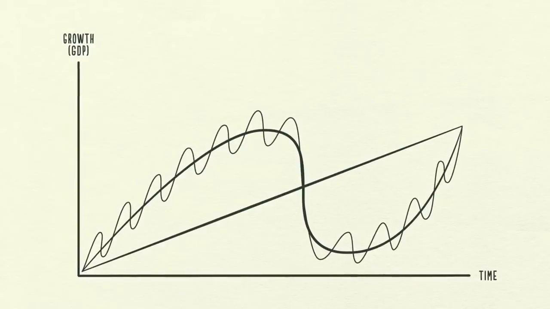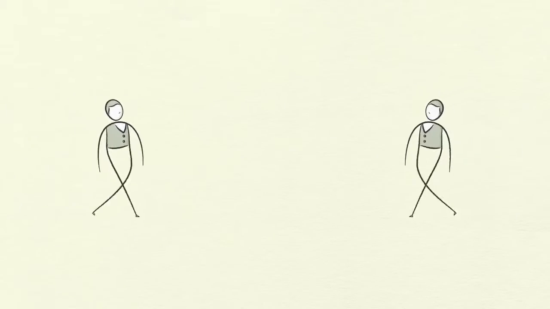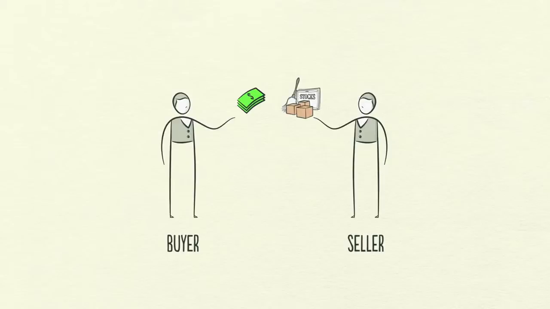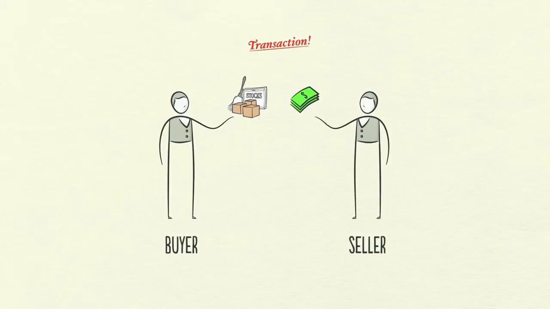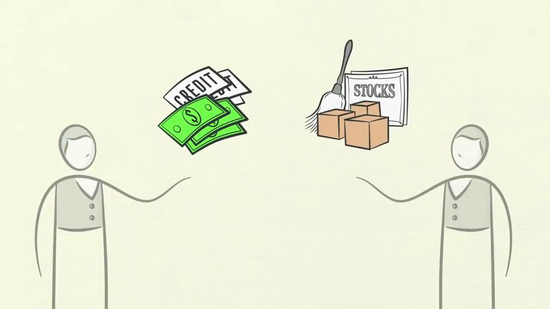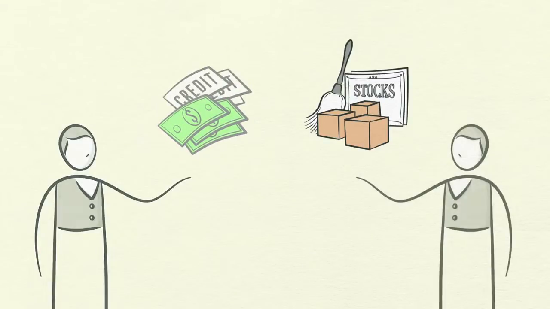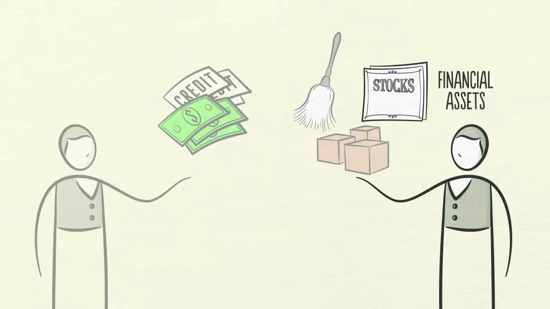Let's start with the simplest part of the economy, transactions. An economy is simply the sum of the transactions that make it up, and a transaction is a very simple thing. You make transactions all the time. Every time you buy something, you create a transaction. Each transaction consists of a buyer exchanging money or credit with a seller for goods, services, or financial assets.